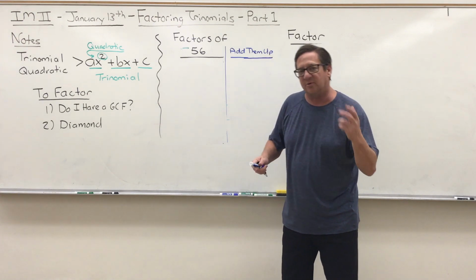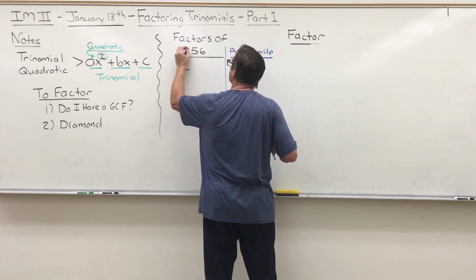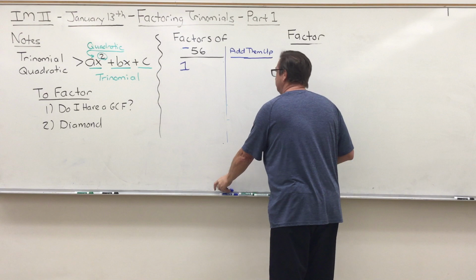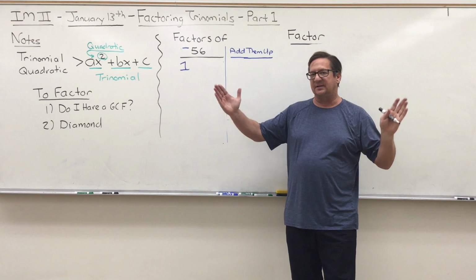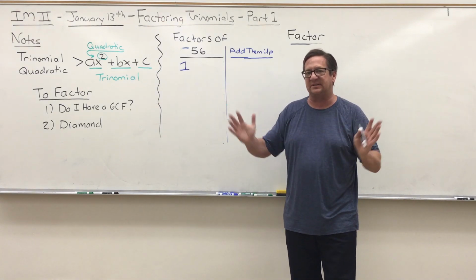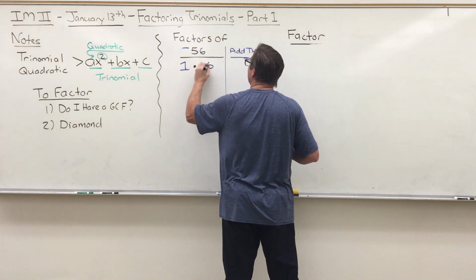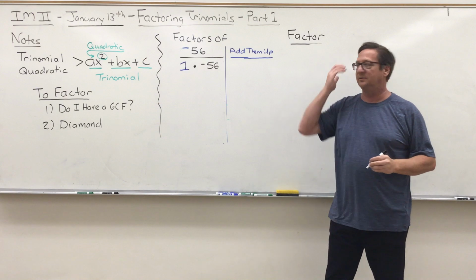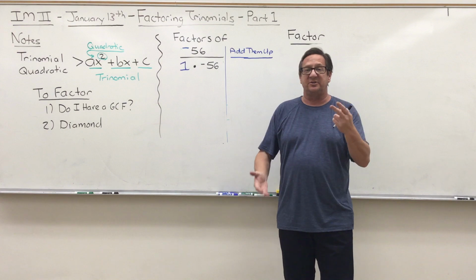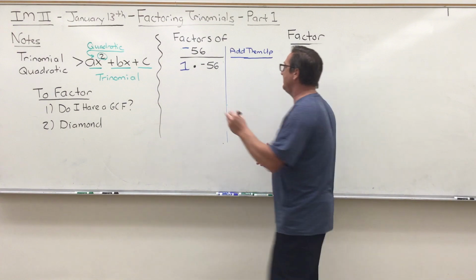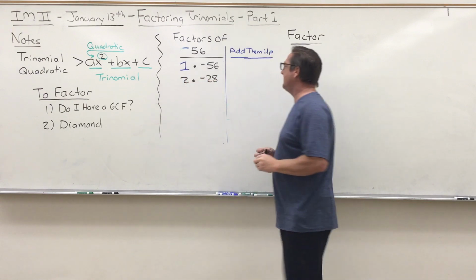The number we're starting with is 1, and we're going to use that bookend method. So 1 times negative 56. What comes after 1 is 2, so I do 56 divided by 2 on my calculator, and I get 2 times negative 28.